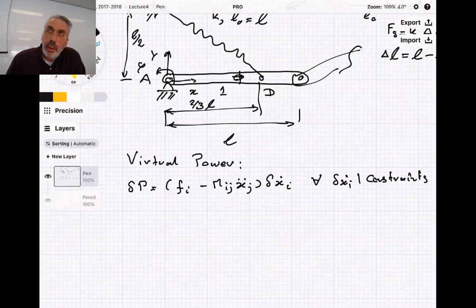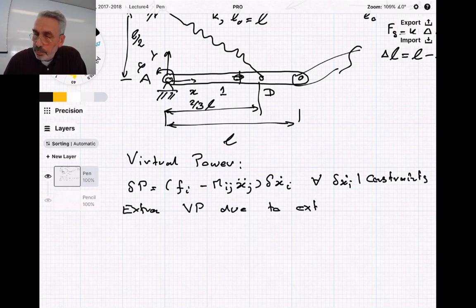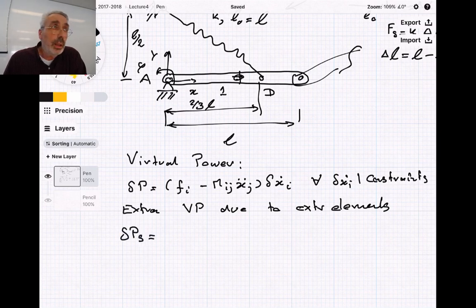And then we say, well, is this all the virtual power which is in the system? Well, actually not, because if you add elements, these elements also have virtual power. So let's look at the extra virtual power due to the extra elements. Now, for instance, the virtual power of that spring is, well, power is force times velocity, right? So it's the spring force, Fs, and the velocity is the delta L with a dot, so the elongation rate, and then we make it virtual by this strange delta.